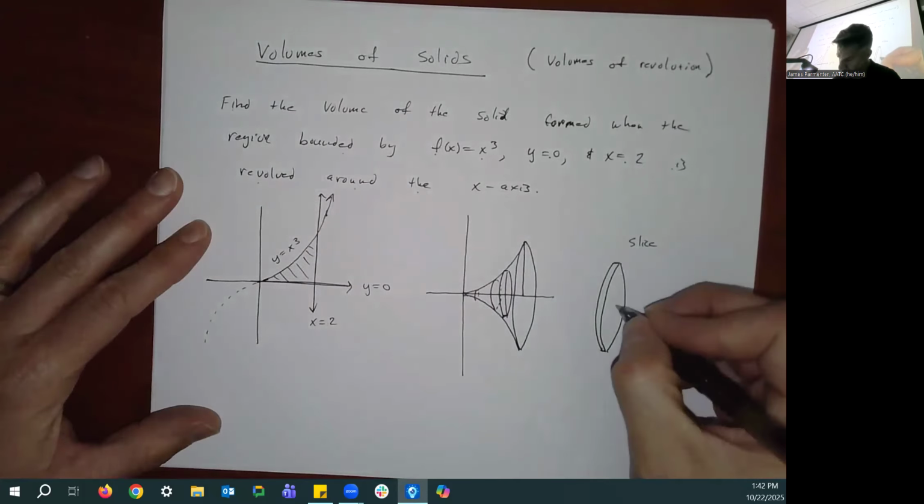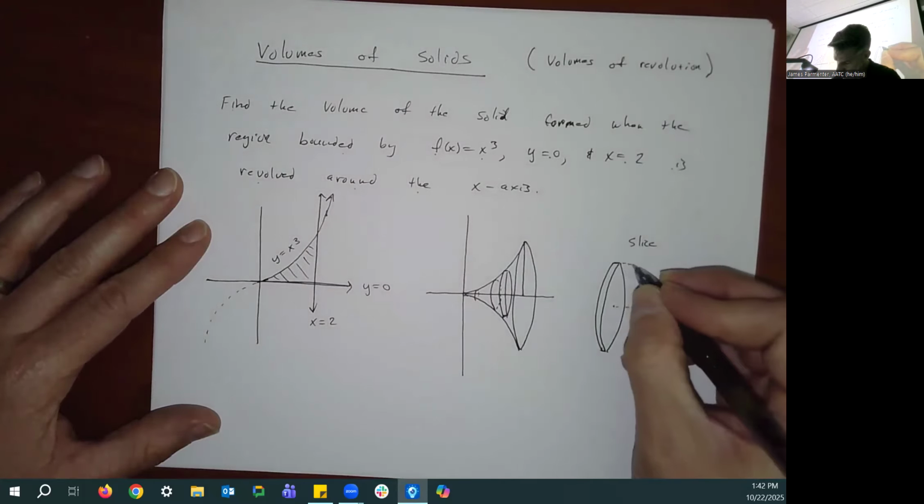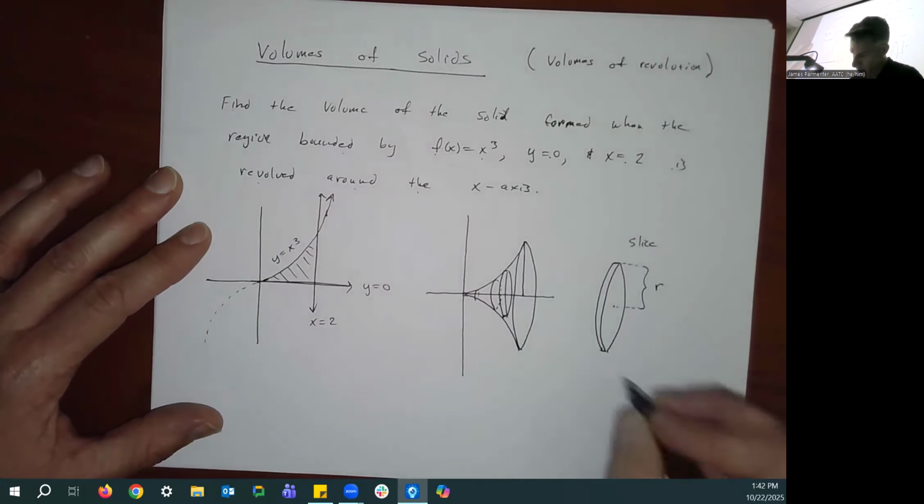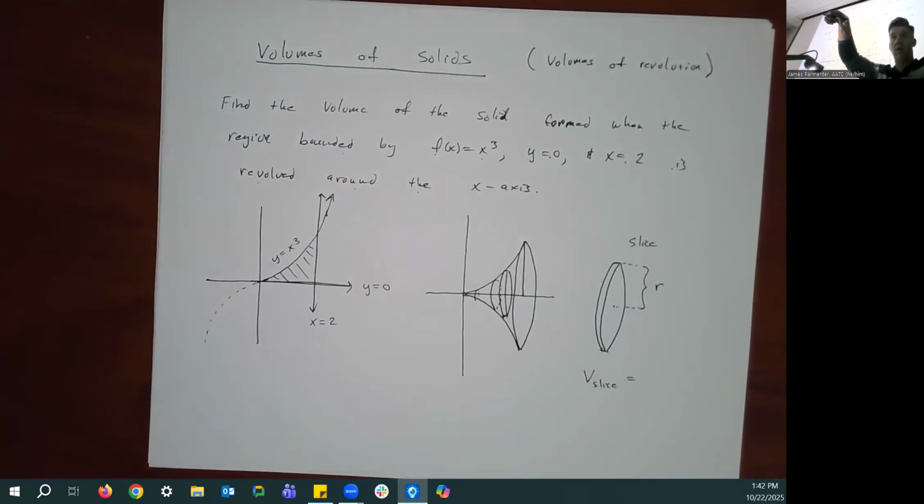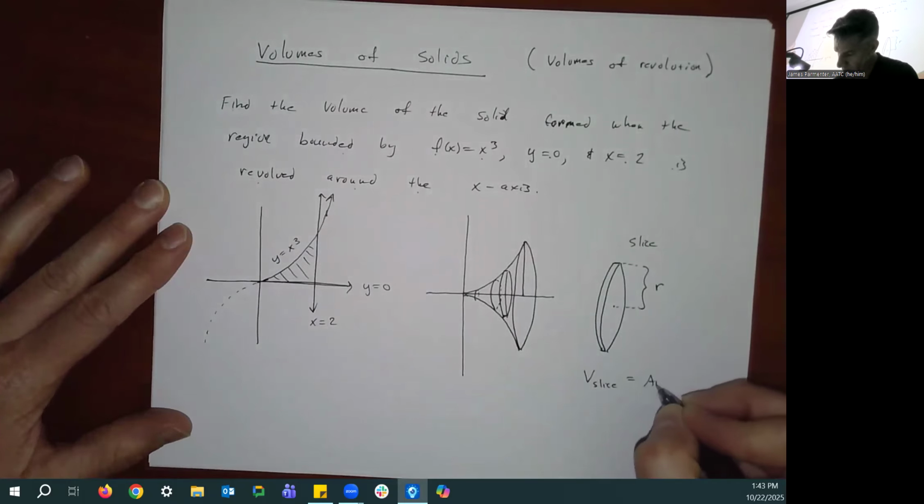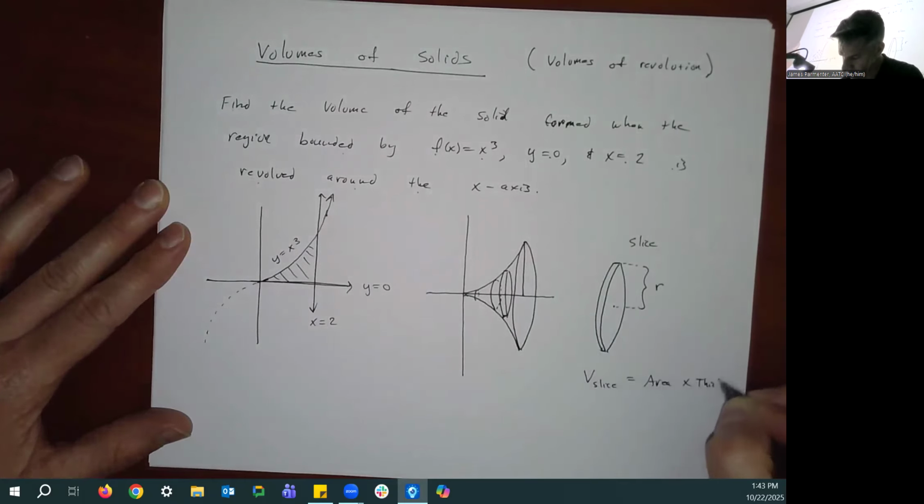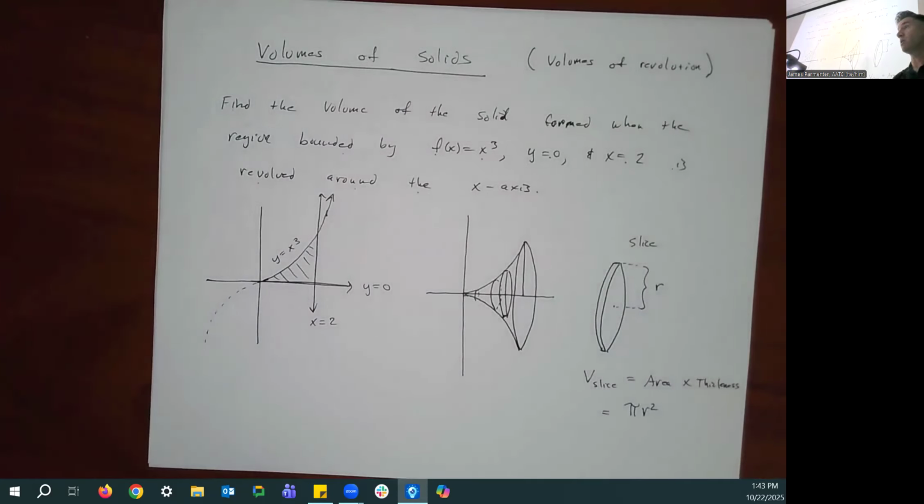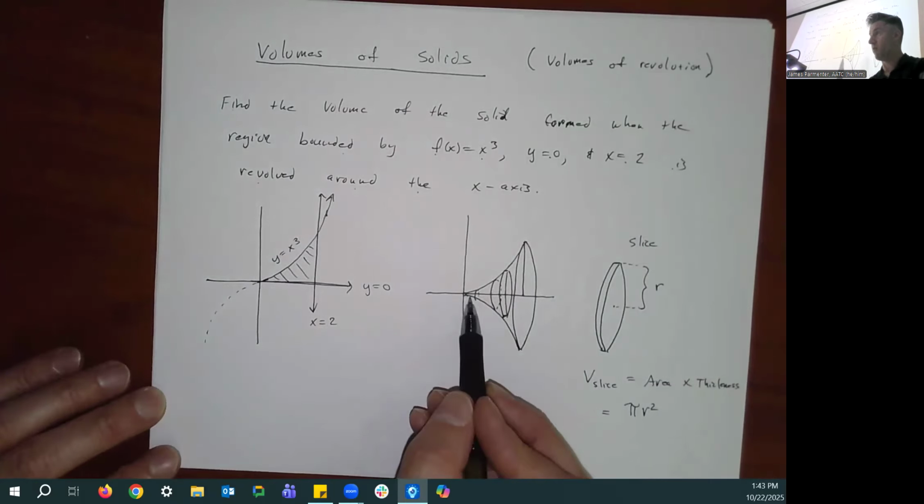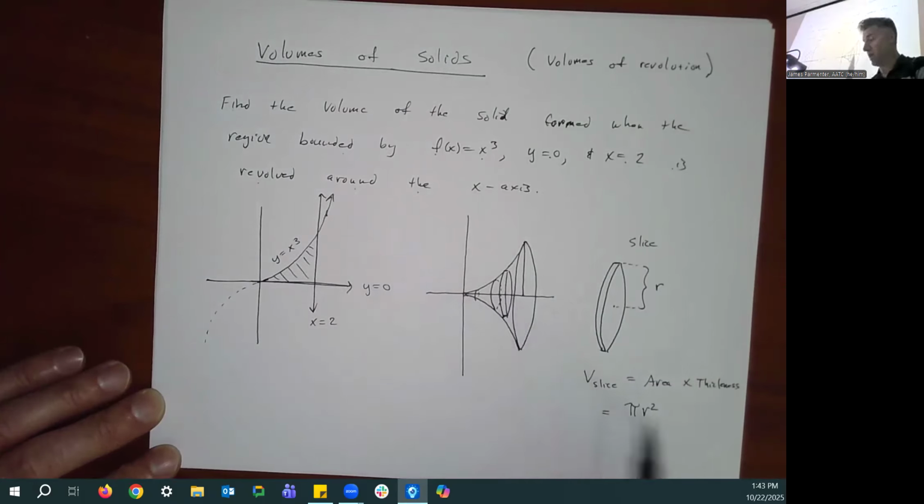And this cylinder has some radius, and the volume of this slice is going to be the area of that circle times its thickness, its height if you turn it on its side. So it's going to be area times thickness, which in this case is the area of that circle, pi times whatever the radius squared is. By the way, the radius is going to change, right? If you go way, way left in this solid, the radius is really small. If you go all the way to the right, the radius is really big. So that's the part that's going to be variable.